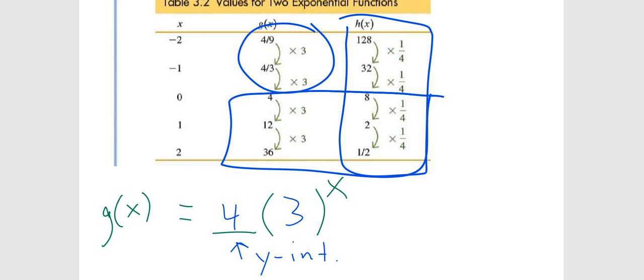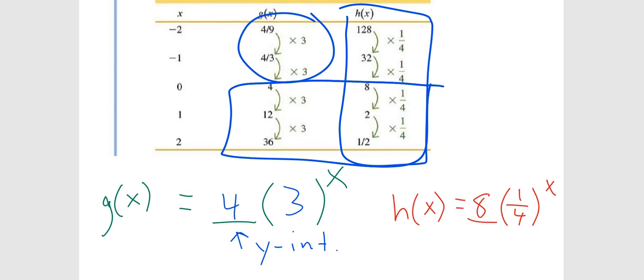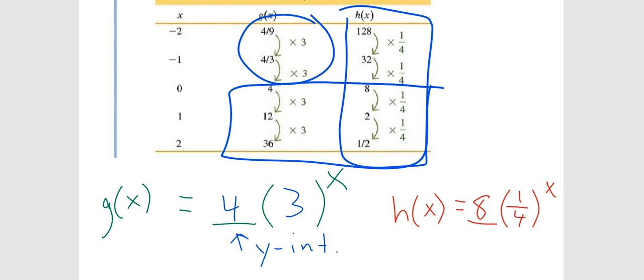You don't maybe know that right away, but how about that h of x? Something times something to the x. 8, good. And 1/4, good. Okay, so you're just putting those two things in. Obviously, in section 2, they made you come up with those values. But your y-intercept is important, and so is your multiplier.